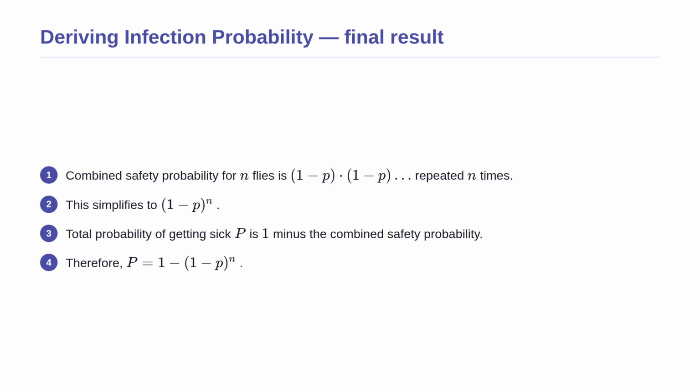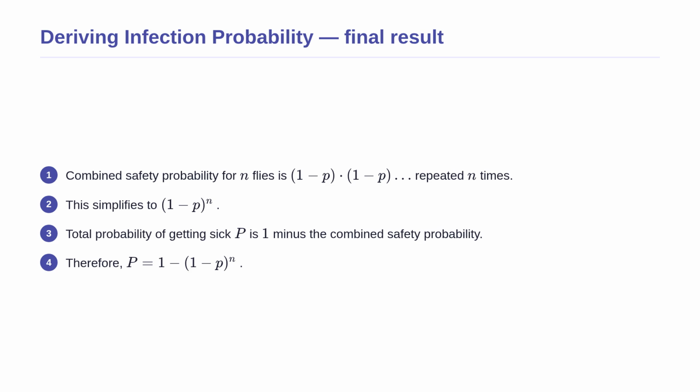Continuing our derivation, we take that single fly safety probability, 1 minus p, and multiply it by itself for every fly that lands. For n flies, this means raising 1 minus p to the power of n. This term, 1 minus p to the power of n, represents your overall chance of escaping the picnic without any infection at all. However, we want to know the probability that you do get sick.